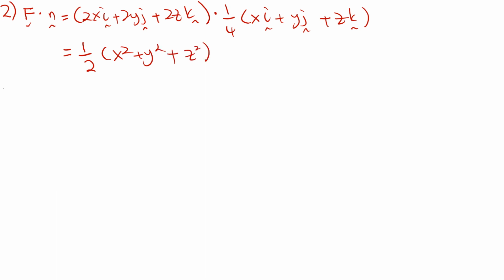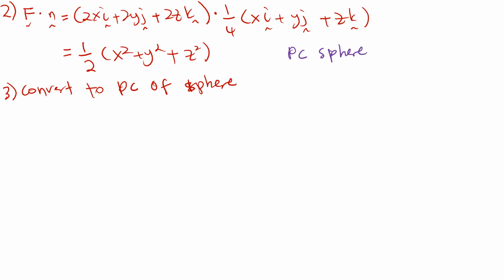Okay. Step 3, convert to the polar coordinates of the sphere. Okay. So check the polar coordinates of the sphere. Check in your textbook, last page. Okay. x is equal to r sine theta cos phi.